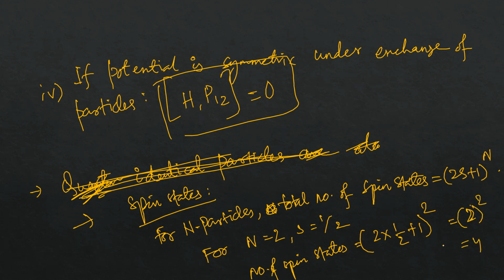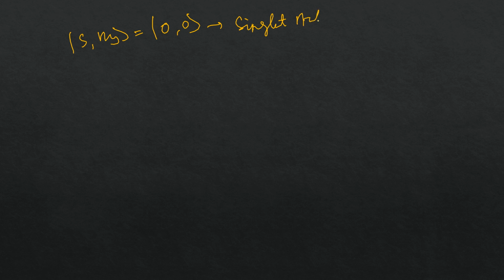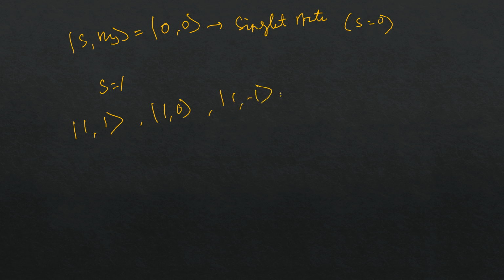Alright. So we can write S, M_S as 0 0. This is called a singlet state. Here s is 0. Otherwise, if s is 1, we can write it as 1 1, 1 0, 1 minus 1.